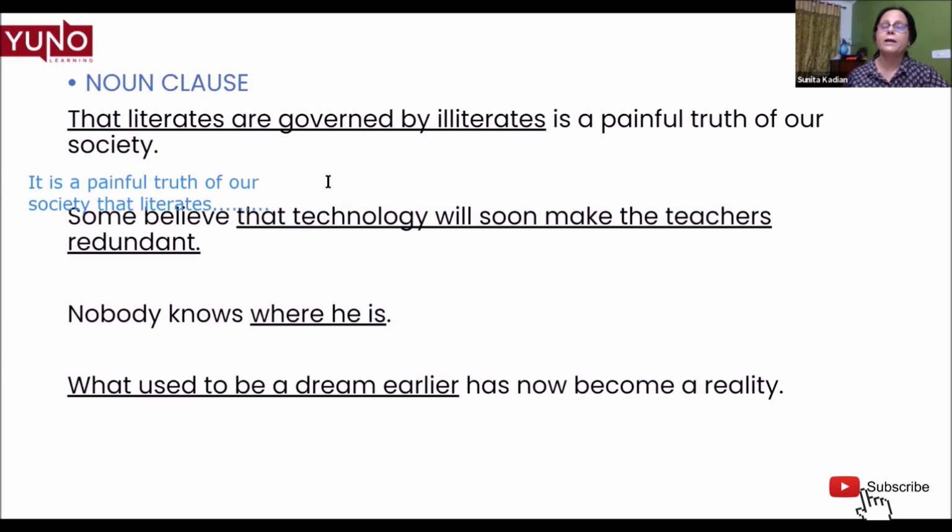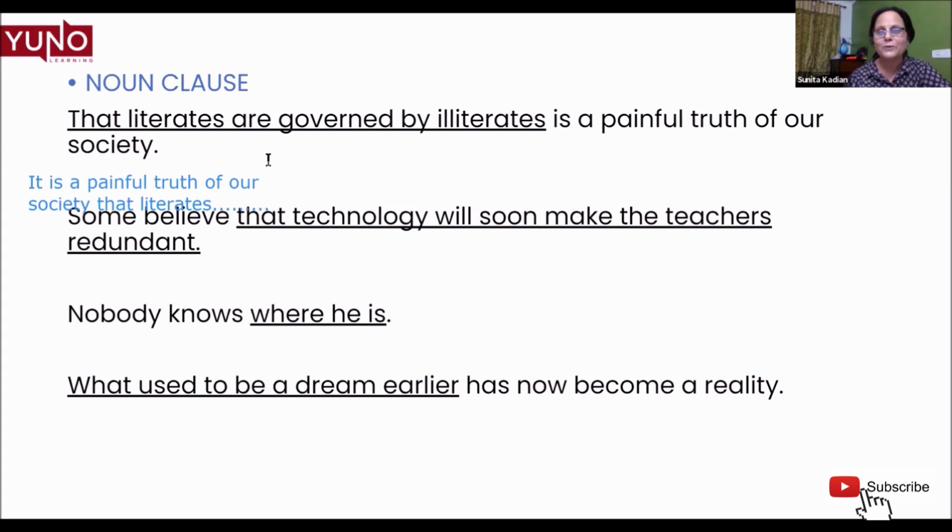It is a known fact that, you all are familiar. Now just reverse the order of clauses. So when we reverse the order of clauses, what do we have right at the beginning as the subject? We get a noun clause as the subject, right? So we reverse the order, we get that literates are governed by literates is a painful truth of our society.